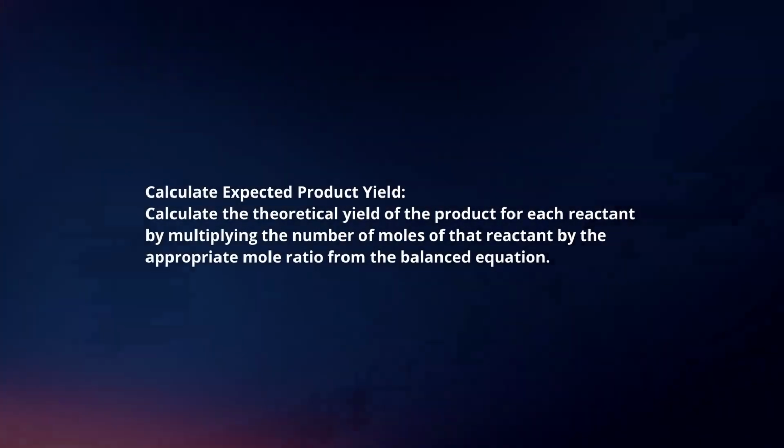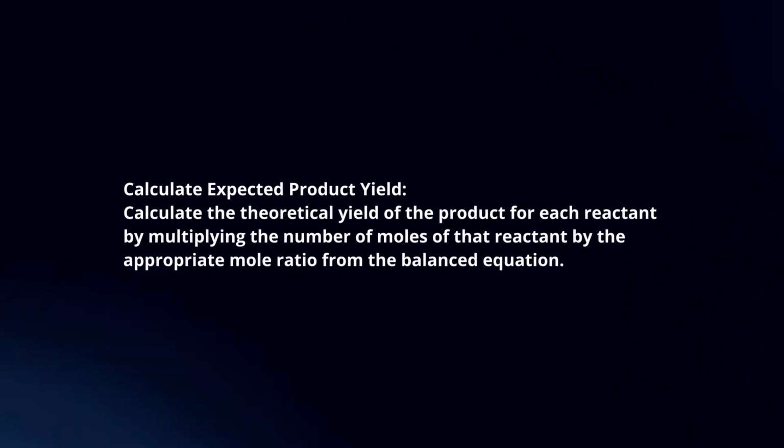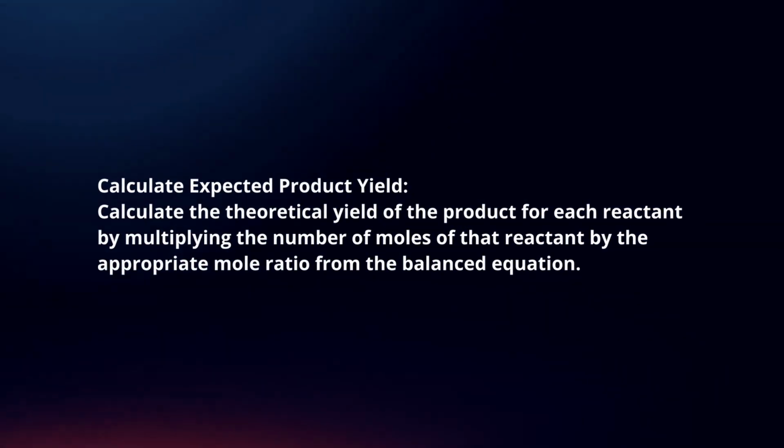Calculate expected product yield. Calculate the theoretical yield of the product for each reactant by multiplying the number of moles of that reactant by the appropriate mole ratio from the balanced equation.